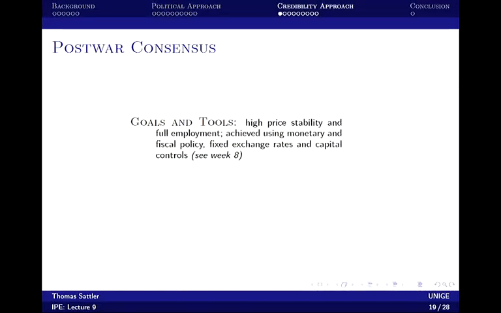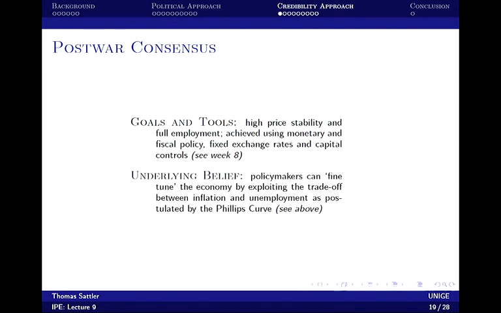Okay, this is all the political story here. So let's look at the more technocratic approach, and this looks at we see a change in the post-war consensus that emerged in the 1970s. And here, the belief of this Phillips curve and the unholy trinity is that you can fine-tune the economy by exploiting this trade-off between inflation and unemployment. That has been criticized quite a lot. And it's actually central for the debates about economic policy today.